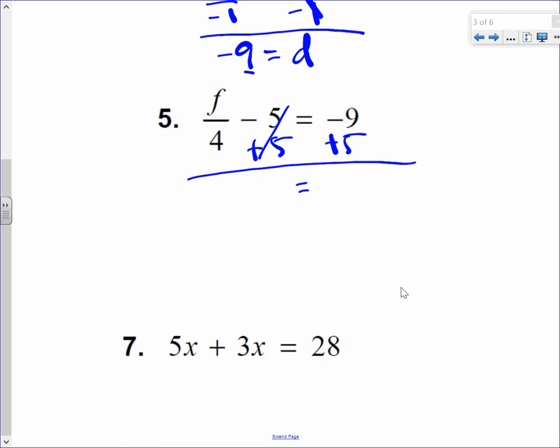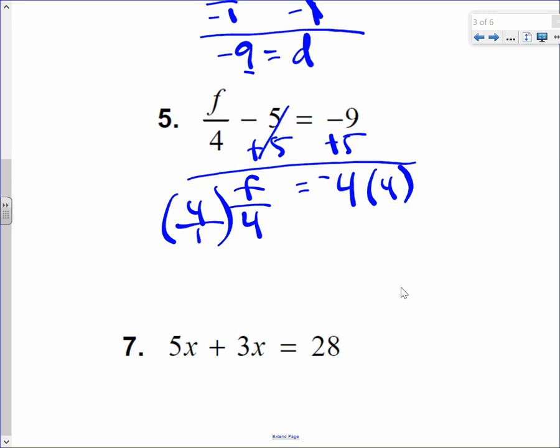Work with me, Bowden. What is negative 9 plus 5? 4. Nice. It takes the bigger number's sign, negative 4. Now we're talking, Bowden. All right, let's get f alone. We're going to multiply both sides by 4. That's the opposite of division. Make that into a fraction so we can cancel the 4s out. We went over that yesterday.